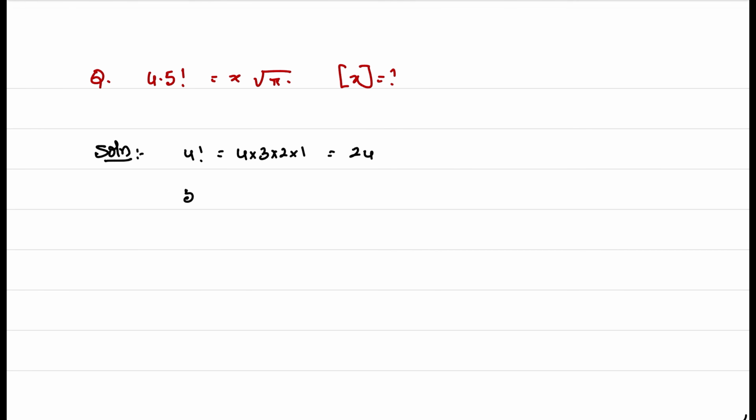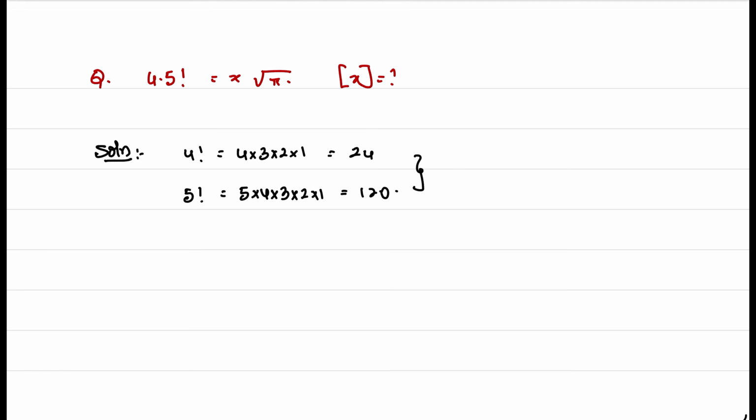What is the question given? Question is 4.5 factorial is equal to some x into square root of pi. Then find out the greatest integer x value. Let's go for the solution. We know what factorial is. 4 into 3 into 2 into 1 is equal to 24. What is factorial 5? 5 into 4 into 3 into 2 into 1, that is 120.